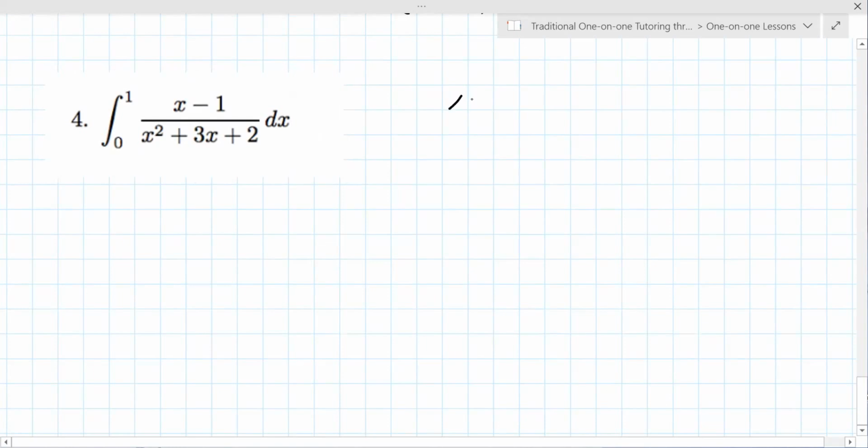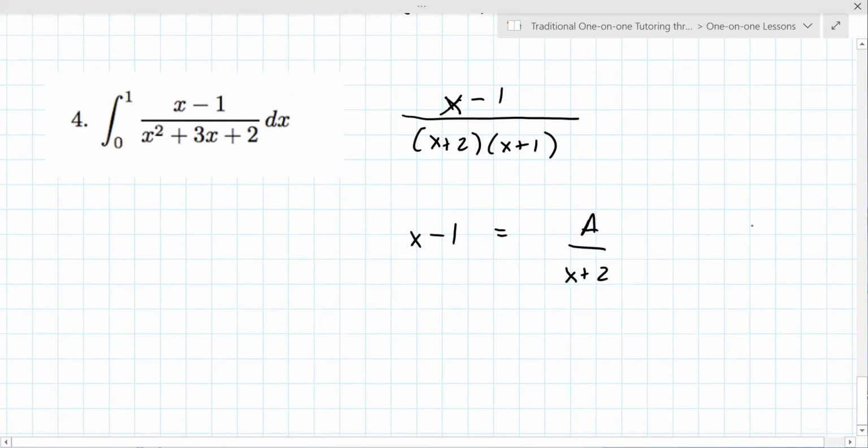This one is x minus 1 over, and then you have to factor the bottom. So x plus 2, x plus 1. And then this time you're getting a over x plus 2, b over x plus 1. There are other variations on this, which we're not getting into yet. That would be something to maybe think about for studying later, and I'll show you the cheat sheet on that.